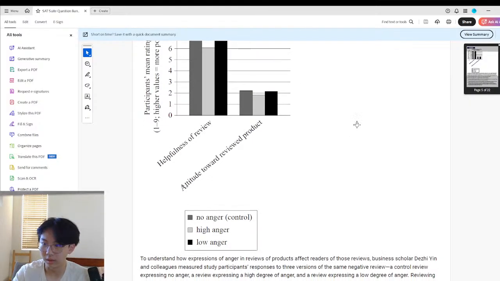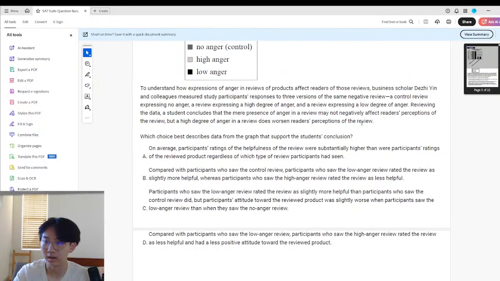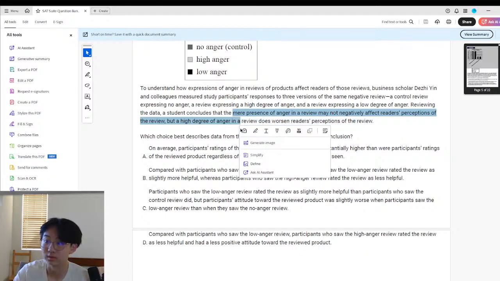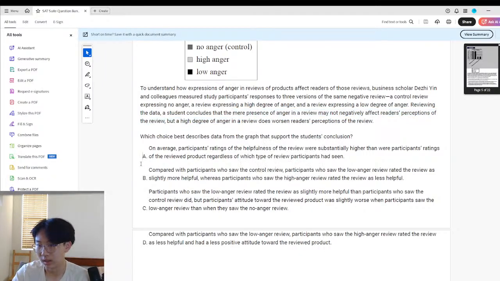Okay, so here we go. Let's just walk through the problem. To understand how expressions of anger in a review affect readers of those reviews, this scholar measures participants' responses to 3 versions of the same negative review: a control review expressing no anger, a high degree of anger, and a low degree of anger, right? That's what the first part of the question is saying. Reviewing the data concludes the mere presence of anger in a review may not negatively affect readers' perceptions, but a high degree does worsen the perception. Very simple.